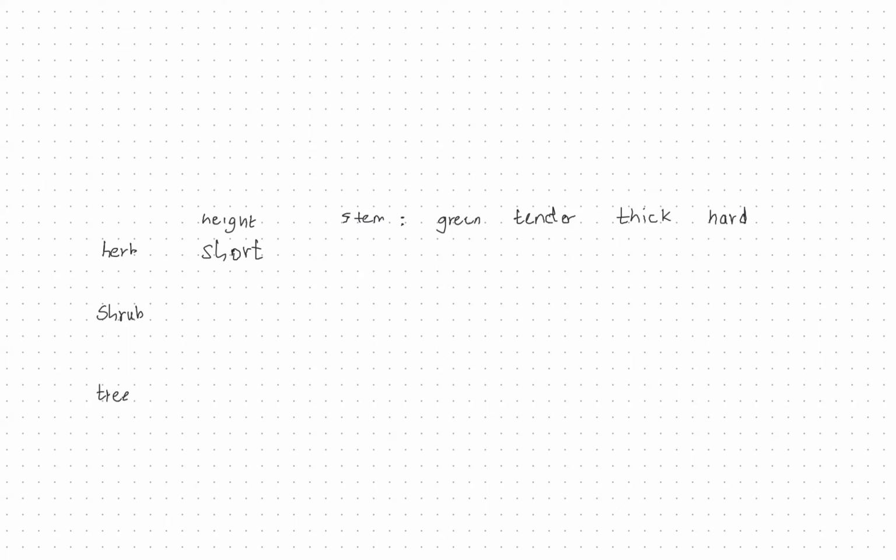Now, you know that herbs are green, right? Yes, herbs are green. And you know shrubs are green, trees also green. So write yes, yes, yes under herb, shrub, and tree.